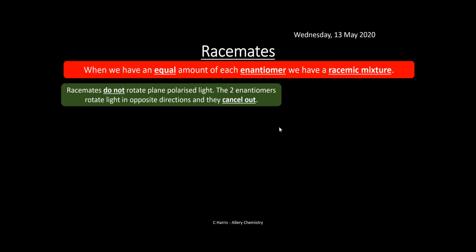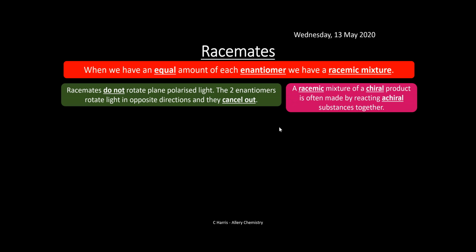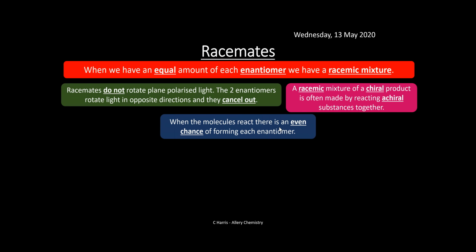So remember when we looked at it before, we said that the enantiomers that rotate it right will rotate it by the same degree as the enantiomers that rotate it left. So because they rotate the plane polarized light by the same degree, if we have both of them in there in an equal mix, then obviously they will cancel each other out, and you won't get any rotation of plane polarized light. So a racemic mixture of a chiral product is often made by reacting achiral substances together. When the molecules react, there's an even chance of forming each enantiomer.